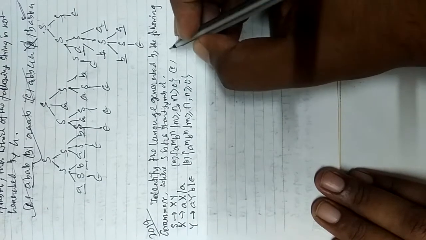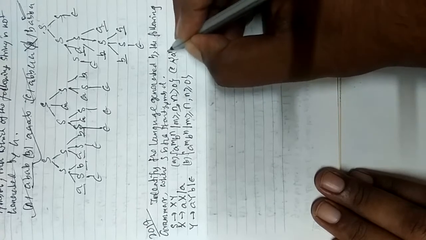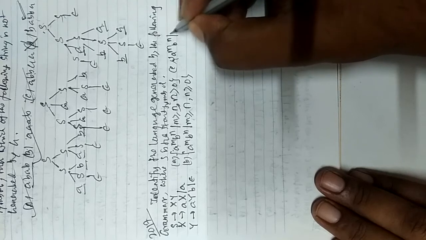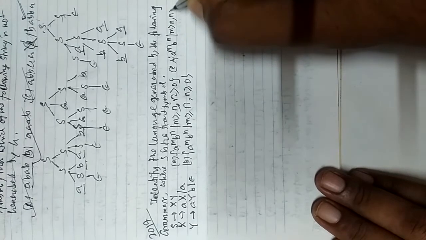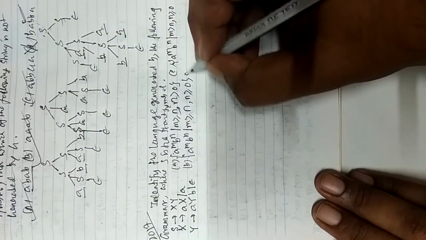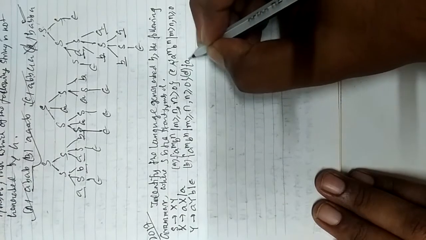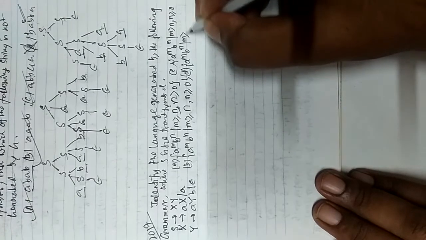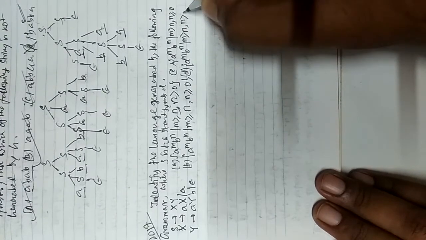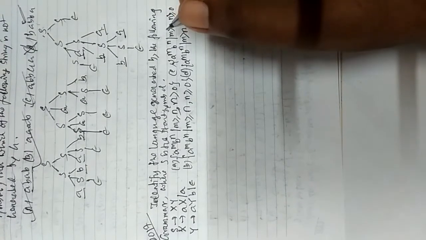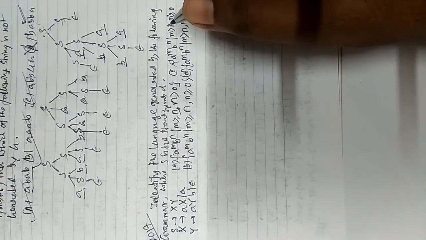So you have to keep this in mind. Option C: a to the power m, b to the power n, m greater than n, n greater than or equal to 0. And D: a to the power m, b to the power n, m greater than n, n greater than 0. This is n greater than or equal to 0, this is n greater than 0. So now let us see what language can be generated with this grammar.